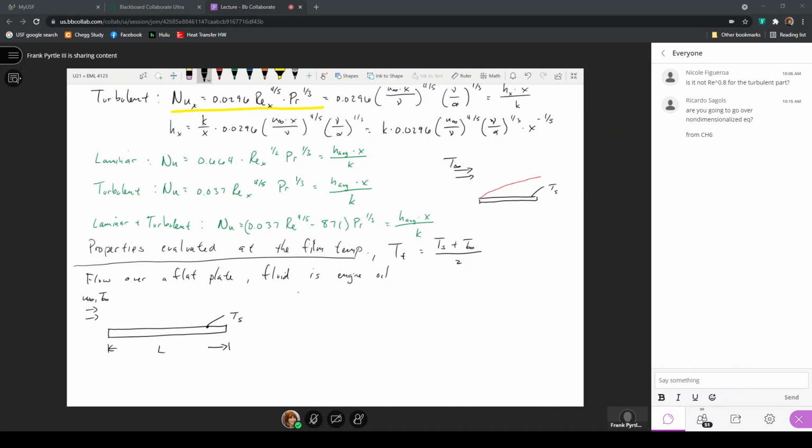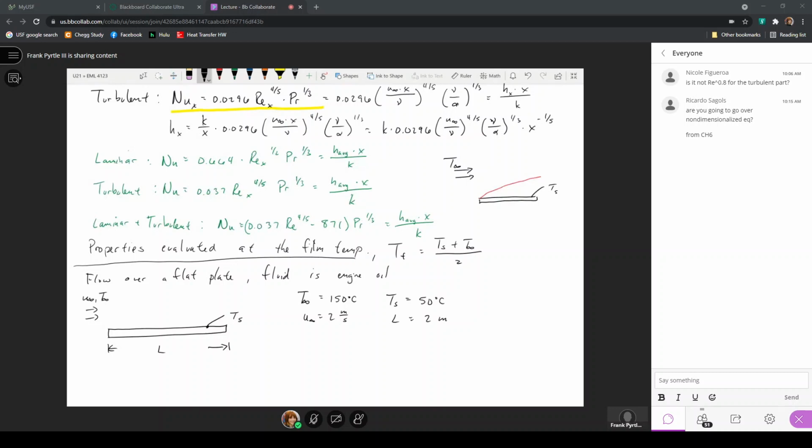So here we'll consider that the free stream temperature for the engine oil is 150 degrees C. The surface temperature on the plate is 50 degrees C. The free stream velocity of the fluid is 2 meters per second. And the length of this plate is 2 meters.